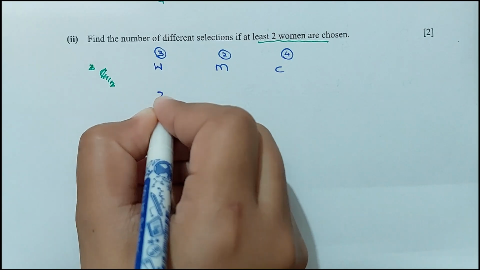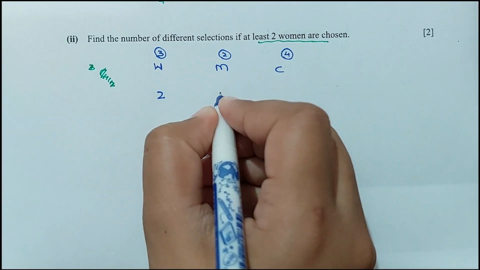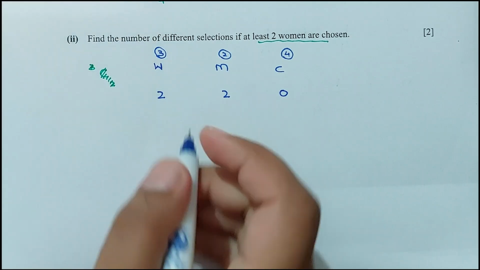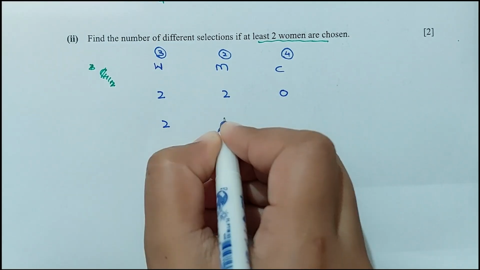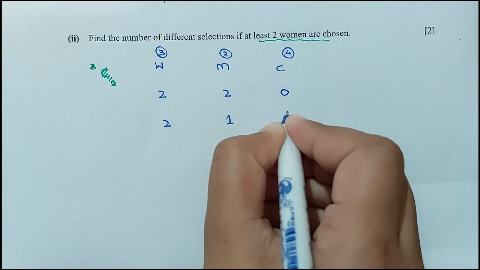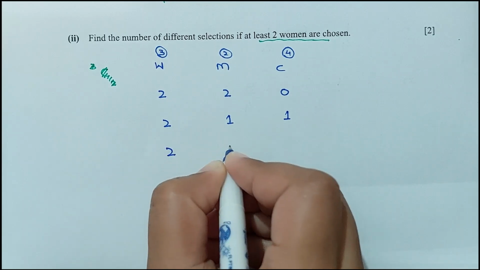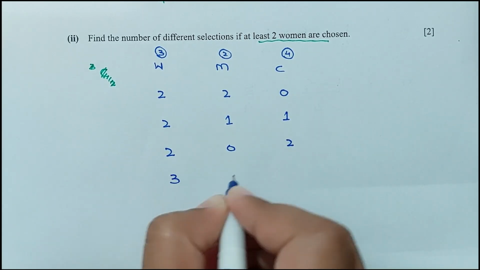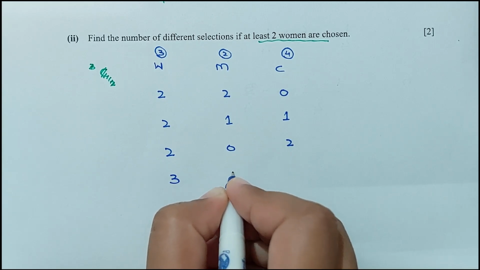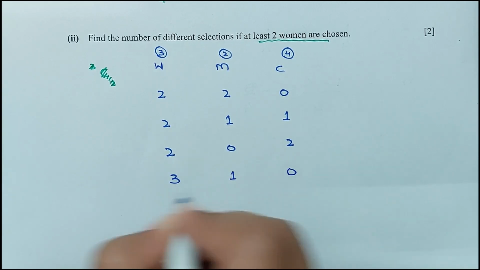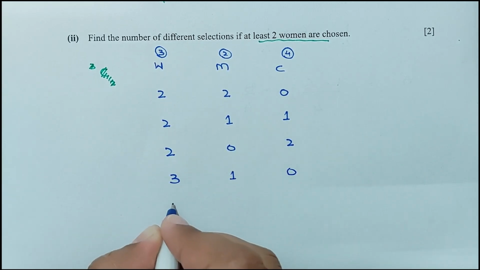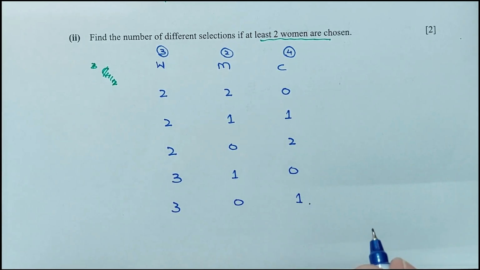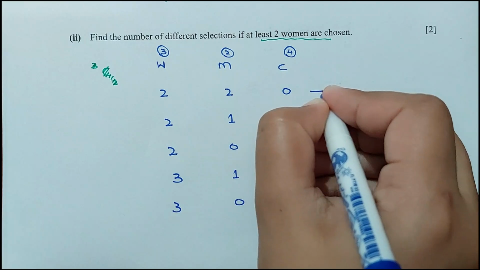When we are using 2 women, the men we can say 2 and children are 0. So the total should be 4, right? When the women are 2, men is 1, children is 1. When the women are 2, men is 0 and children is 2. Now for 3 women, we can say men should be 1 and children are 0. The add up would be 4. For 3, we can say men are 0 and children are 1. So there are 5 possible combinations over here.